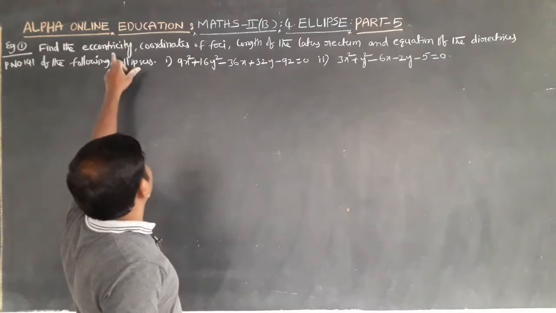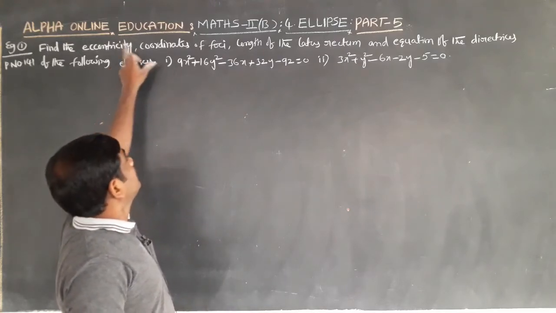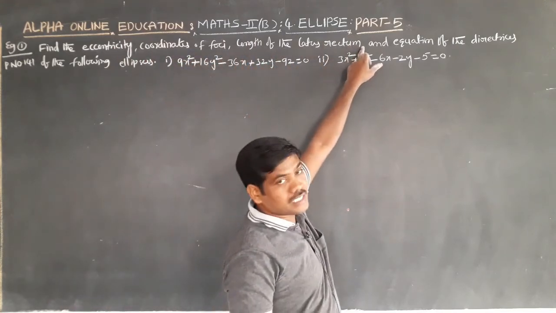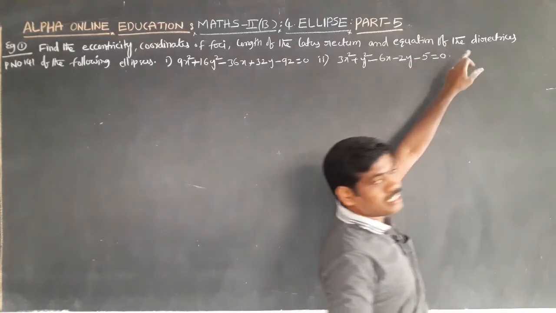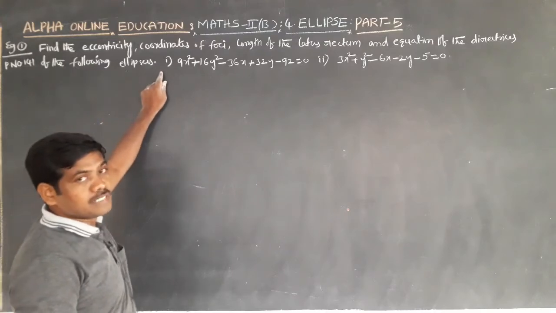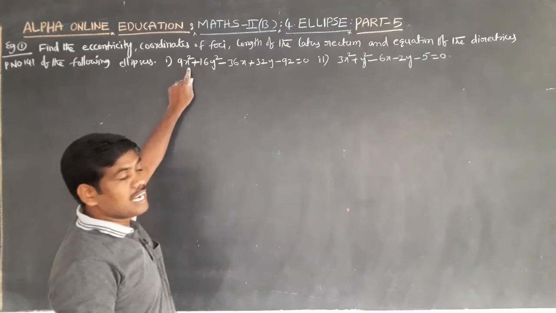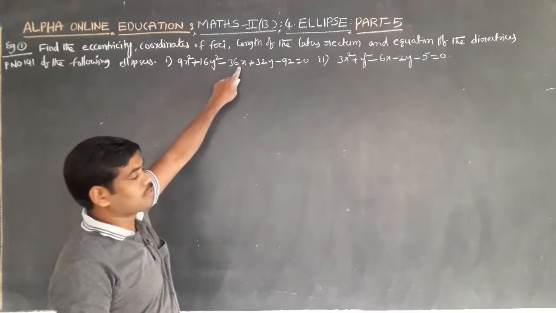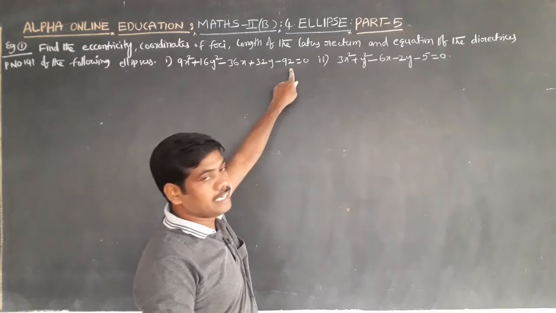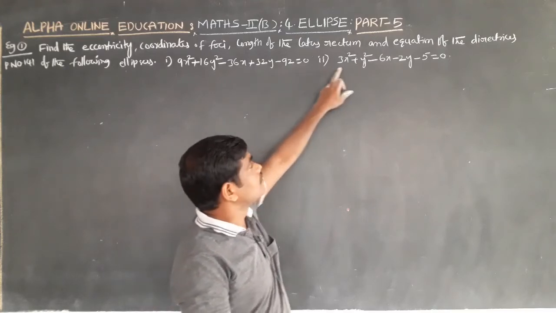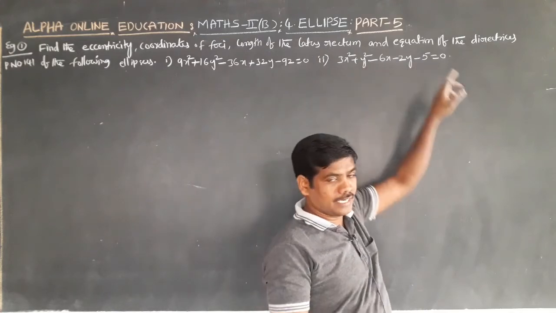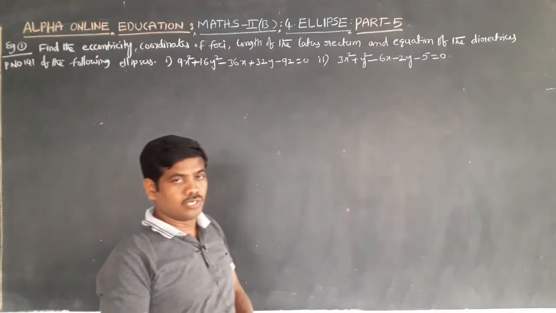141. Find the eccentricity, coordinates of foci, length of the latus rectum, and equation of the directrices of the following ellipses. First one is 9x square plus 16y square minus 36x plus 32y minus 92 is equal to 0. Second one is 3x square plus y square minus 6x minus 2y minus 5 is equal to 0.